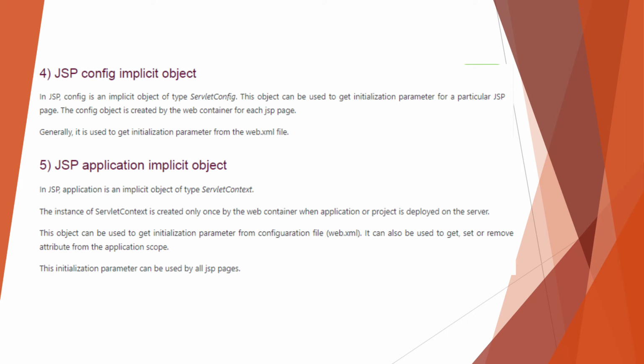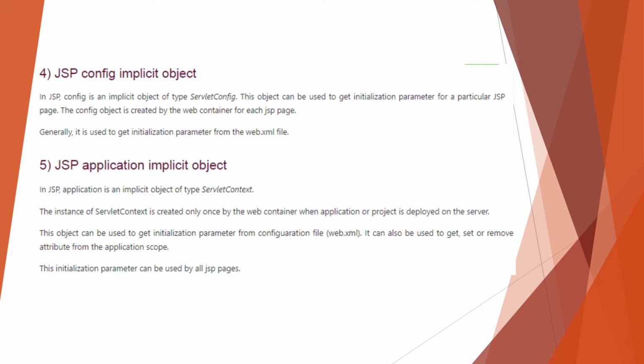Now what is config? Configuration. So this is the servlet config object for this page. In JSP, config is an implicit object of servlet configuration. This object can be used to get initialization parameter for a particular JSP page. The config object is created by the web container for each JSP page. Generally, it is used to get initialization parameter from the web.xml file. Ultimately, what does it mean? All of my configuration will be done where?